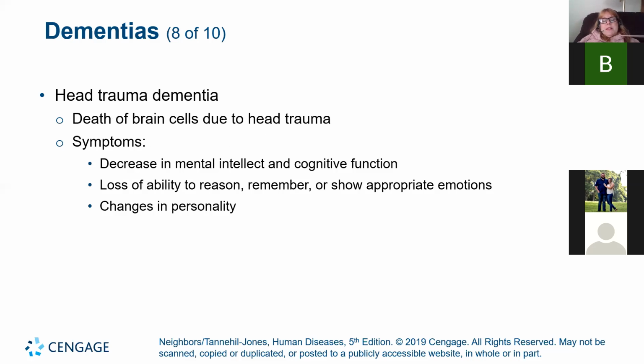And this is obviously death of brain cells due to a head trauma, okay? We'll see this in car accident victims, in motorcycle victims, and we have seen this in domestic abuse, child abuse, okay? There's a decrease in mental intellect and cognitive function. There's a loss of the ability to reason, remember, or show appropriate emotions, and changes in personality.